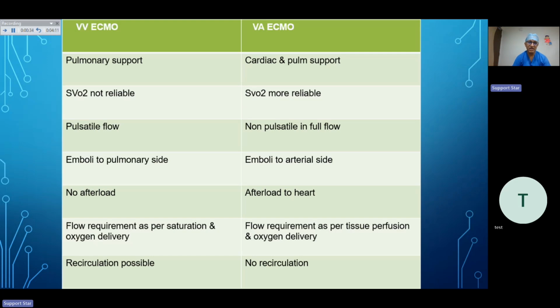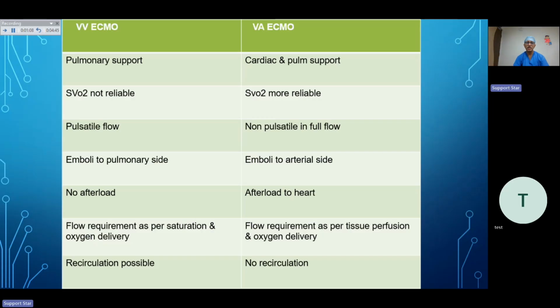In VV ECMO, it's a pulsatile flow because the heart is intact and the heart circulation is good. The cardiac output is good. In VA ECMO, it's a non-pulsatile flow in case the heart is totally stunned and not contracting at all. In that case, you see mostly a mean BP with not much gap between systolic and diastolic blood pressure. So you see hardly a pulse pressure of five. It's because the heart is not ejecting. In VV ECMO, if emboli go, they go to the pulmonary artery side, whereas in VA ECMO, they go to the systemic circulation.